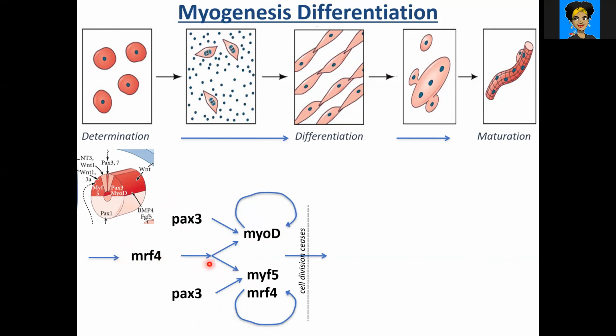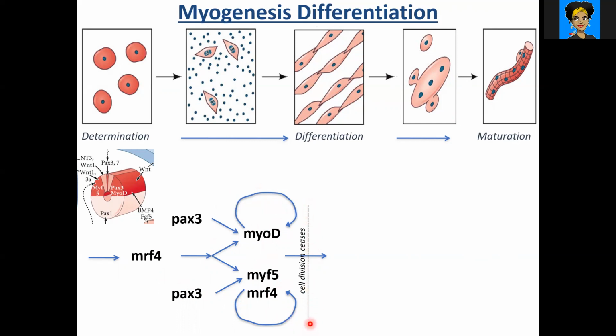MRF4 binds to the enhancers of both of these, MyoD and MYF5. So it binds to those enhancers, turns on MyoD, turns on MYF5. And so you can follow that arrow to see how all these genes are actually feeding back and making sure that all the factors are needed in order to have cell division and start to have these cells determined.